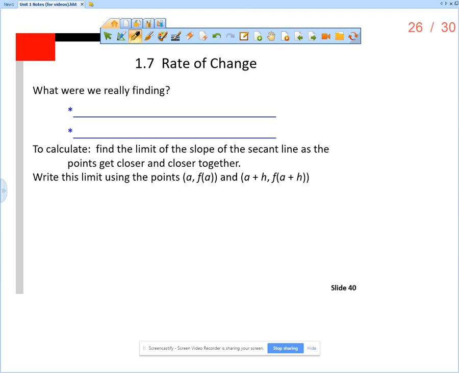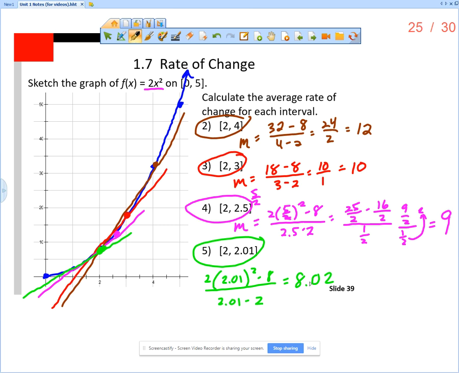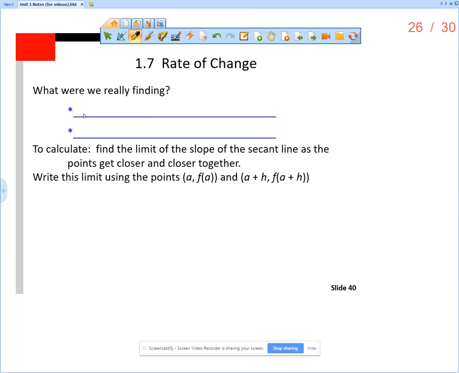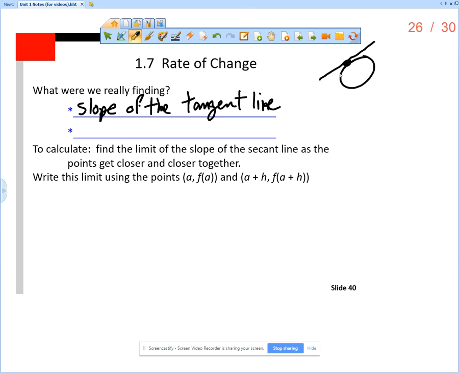So what are we really finding as that number gets even closer to 2? All right, so what are we really finding? We're actually finding, and let me change colors again, the slope of the tangent line. Now, this is really important, okay? What was the tangent line once again? Remember, on a circle, that was the line that actually only intersects the circle once.